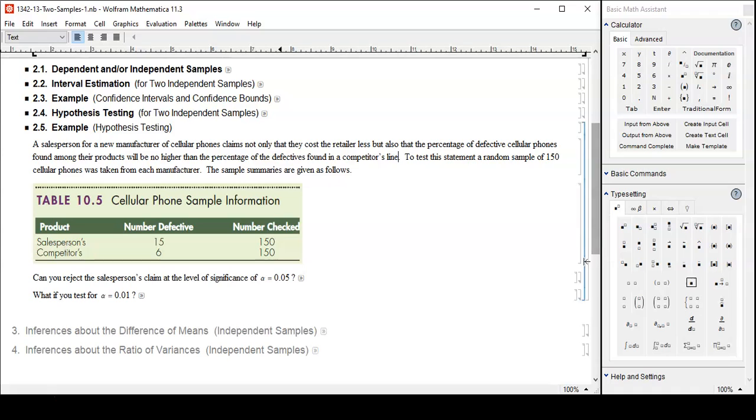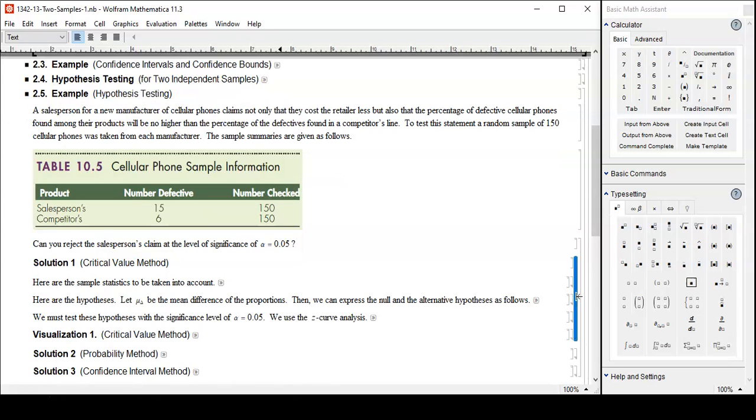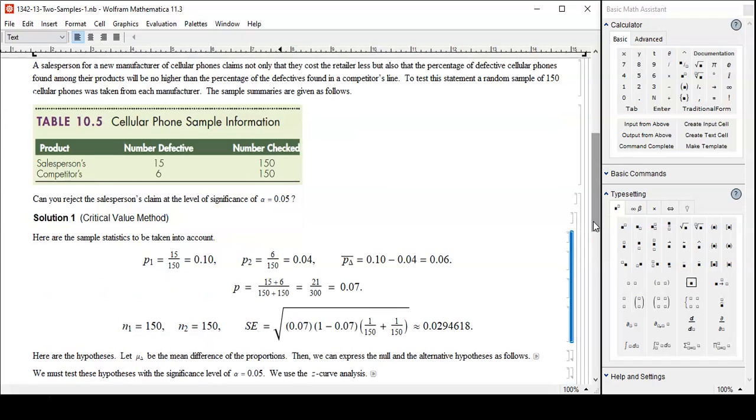Anyway, let's review the setup of the problem, and then let us complete the solution. Okay, first, the critical value method. Here's the setup. The proportions are like this. 15 out of 150, that's 10%. 6 out of 150, that's 4%. And the difference, you have 6% of difference. That's the observed difference. Okay?